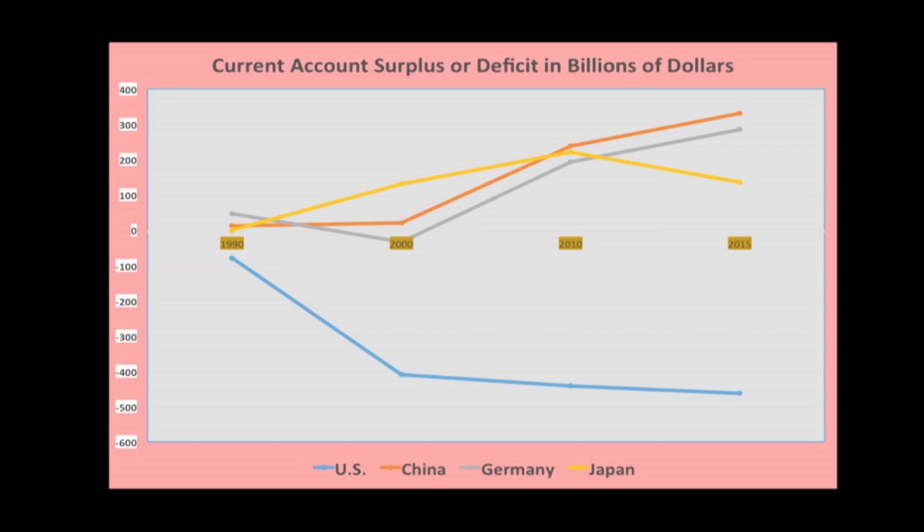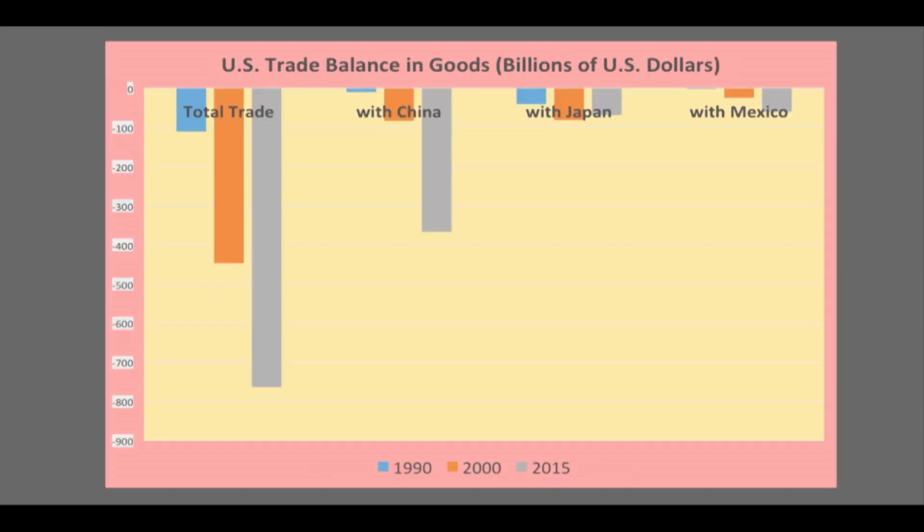You'll notice that the lines at the top, the yellow, the red, and gray ones, indicate that with China. Beg your pardon, we've got the wrong one there. That's the one I wanted to show. On the left, you have the U.S. deficit from 1990 up to 2015, then the rising deficit with China, with Japan, and with Mexico.